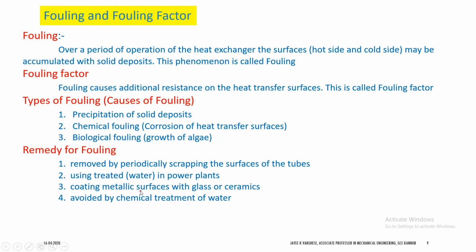Another method to avoid this is to coat the metallic surfaces with glass or ceramic coatings, which will not react much with the water, and we can avoid chemical fouling. And biological fouling can be avoided, again, by chemical treatment of water. So algae, etc., also can be removed by this method. These are the different types of fouling and remedies for fouling.